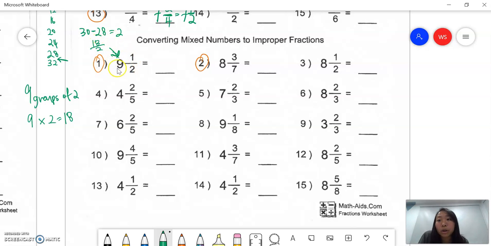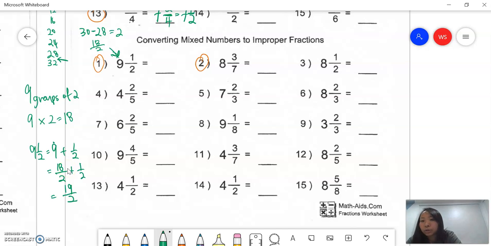Okay, so just focusing on your whole number there, and then after that you do have one more part for you to add as well. So there's a half over there. So what this means is 9 and a half just means 9 plus half, right? So if we were to break things down, we already know that that 9 is 18 over 2 and half. In total, you'll have 19 over 2 as your improper fraction. So that's 19 over 2.